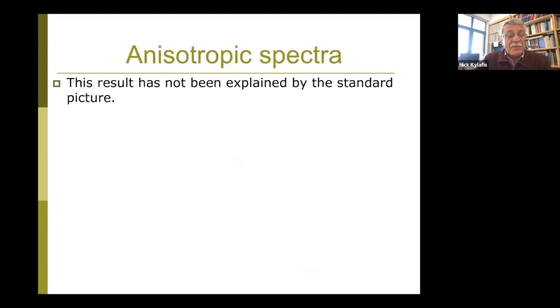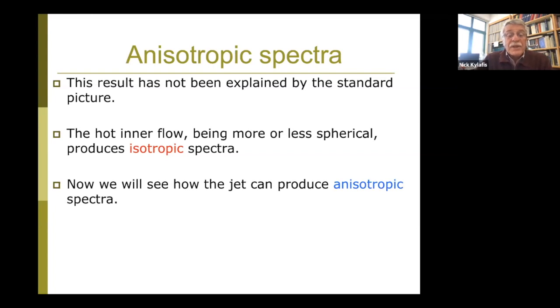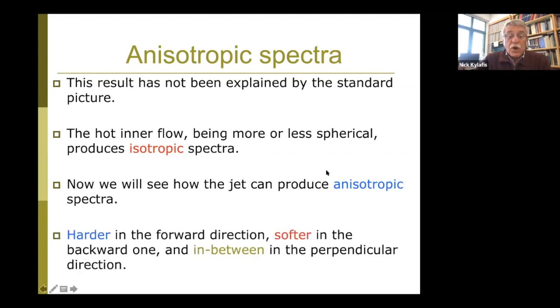This result has not been explained by the standard picture, where the hot inner flow, being more or less spherical, produces isotropic spectra. So here is the answer to your question, David: the hot inner flow cannot produce anisotropic spectra. And now we will see how the jet can produce anisotropic spectra, in the following sense: the harder photons are in the forward direction and the softer photons are in the backward one, and in between spectra are in the perpendicular direction. So from forward hard, going to backward, the spectrum softens.